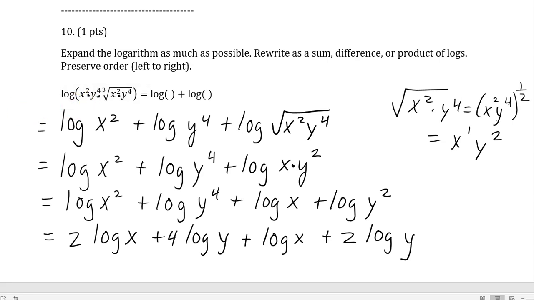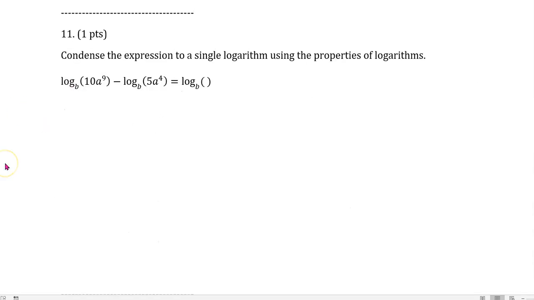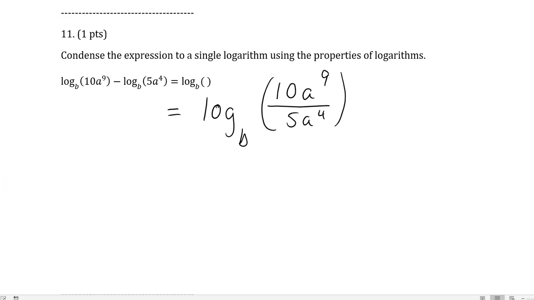Let's move on now to problem number 11. In problem 11, we're asked to condense the expression to a single logarithm using the properties of logarithms. In other words, let's go the other direction. Notice that here we have the difference of 2 logs, which means that we have a fraction. The positive ones are in the numerator, the negative belong to the denominator. This then can be written as the log base b written one time only, with a numerator of 10a to the 9th power divided by 5a to the 4th power. That becomes the new answer part.